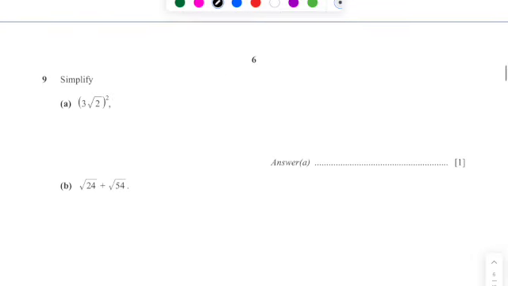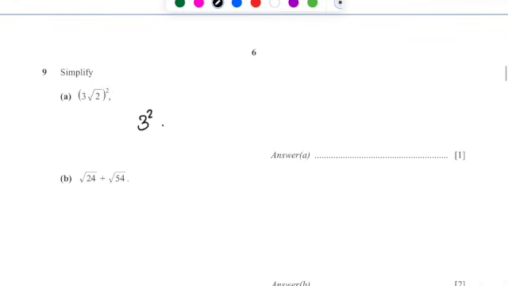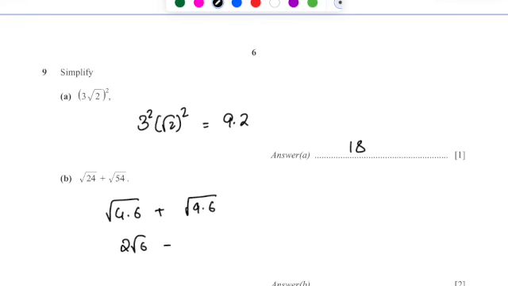Question number 9. So 3 square root 2 whole square, which is 9 times 2, which is 18. Square root of 24 is 4 times 6. This is 9 times 6. So 2 root 6 plus 3 root 6, which is going to be 5 root 6.